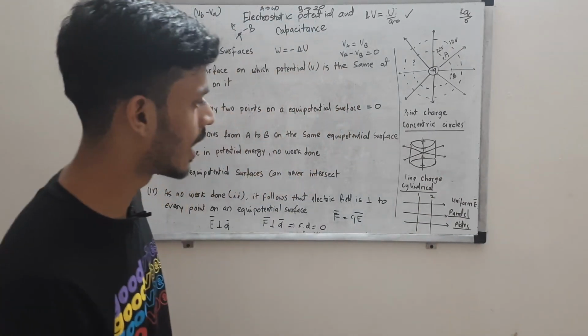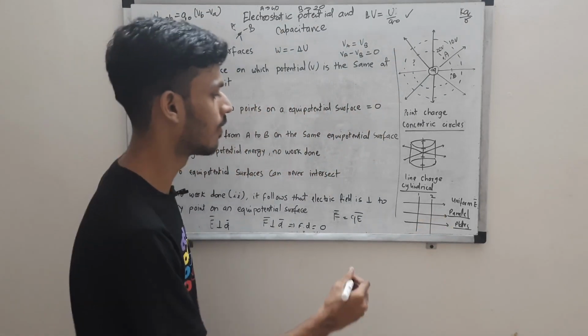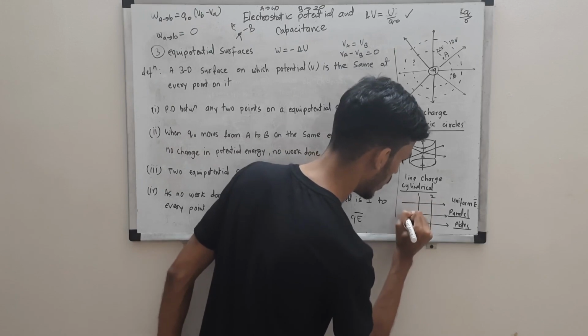Finally, coming to the uniform electric field. A uniform electric field is shown by a set of parallel lines, right?